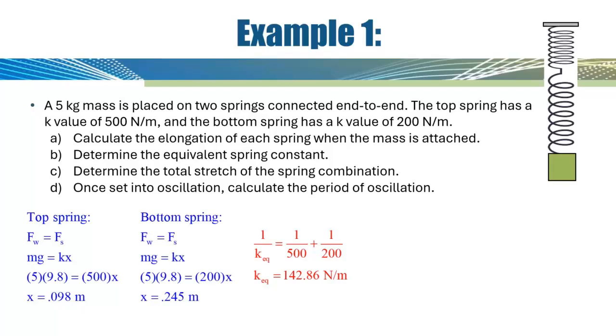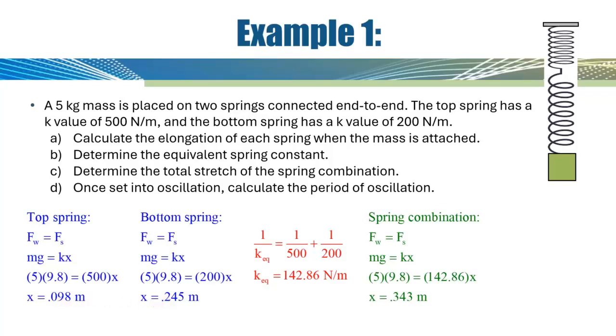Letter C says determine the total stretch of the spring combination. I can find the total stretch literally by adding these two numbers together, because I know how much the top spring stretches and I know how much the bottom spring stretches. But I also want to show you that you can use the k_eq to do the same thing. I'm adding a 5 kilogram mass, and that hanging weight is going to elongate the combination. So I put in the k value of the spring combination, which is 142.86, and I find out that the whole combination is going to stretch 0.343 meters, which is the sum of these two numbers.